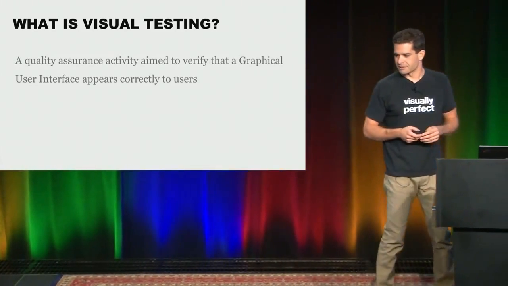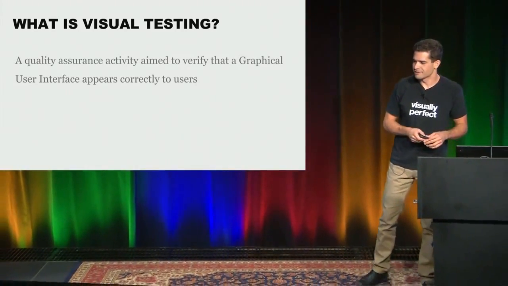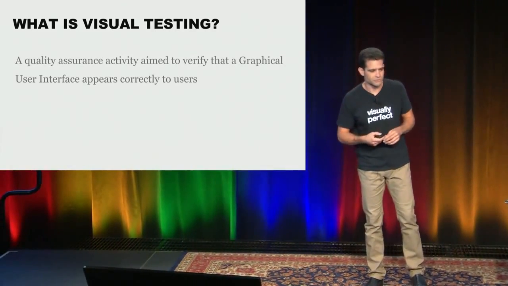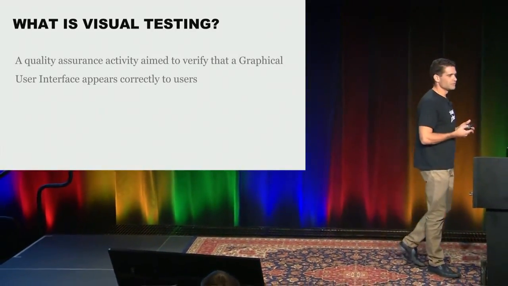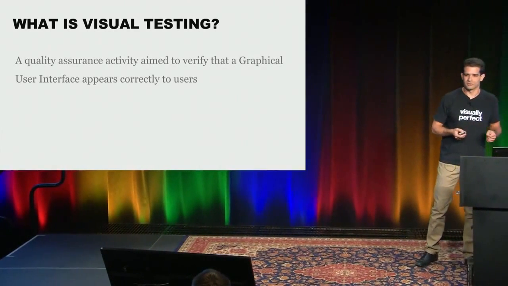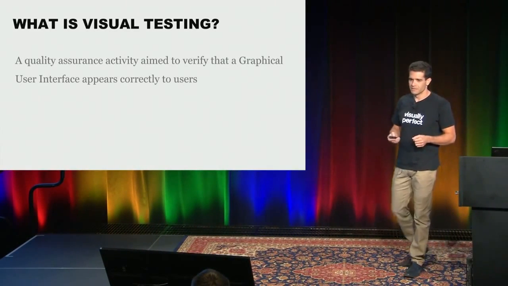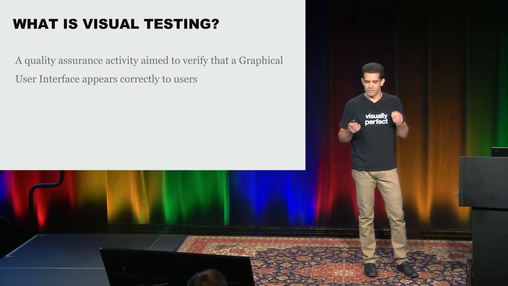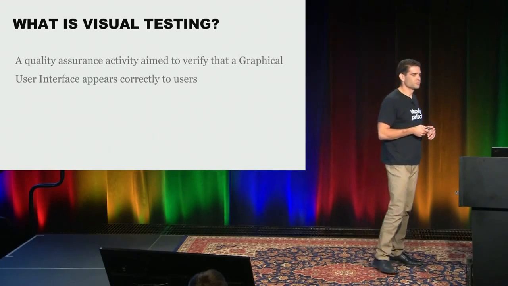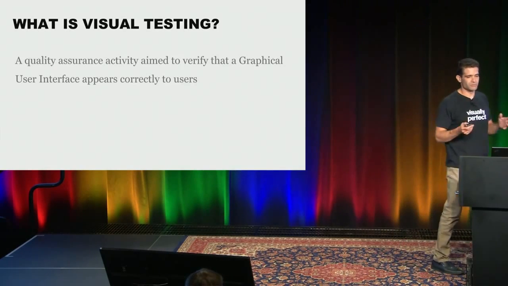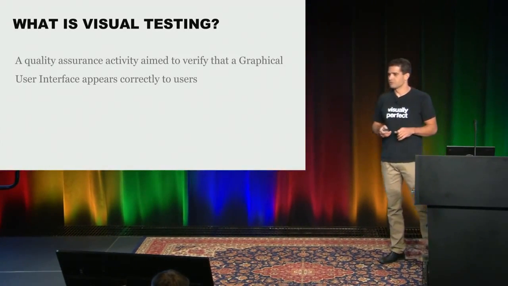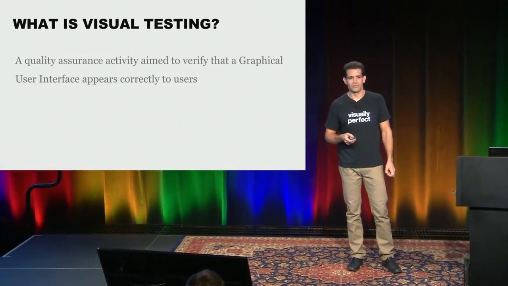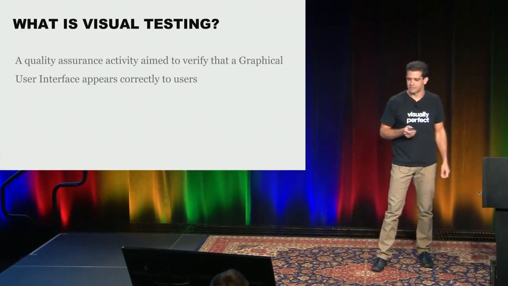So what is visual testing? It's a quality assurance activity aimed to verify that a graphical user interface appears correctly to users. Now, this goes beyond the traditional functional testing that you used to do with tools like Selenium and Appium, where you test the functionality of the application through the UI. What we're focusing on here is making sure that the UI itself appears right and correct to the end user. We want to make sure that each UI element appears in the right color, shape, position, and size, and that it doesn't overlap or hide any other UI element.